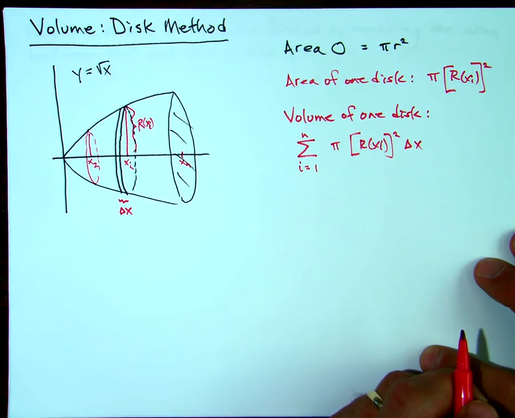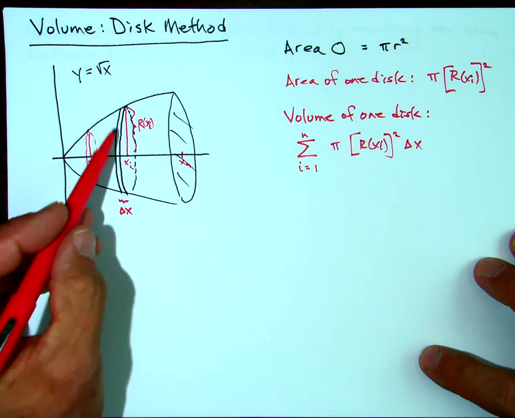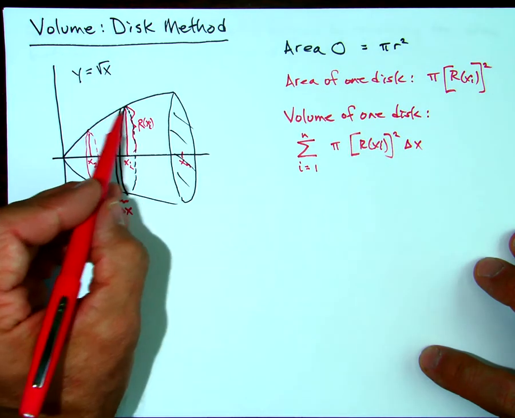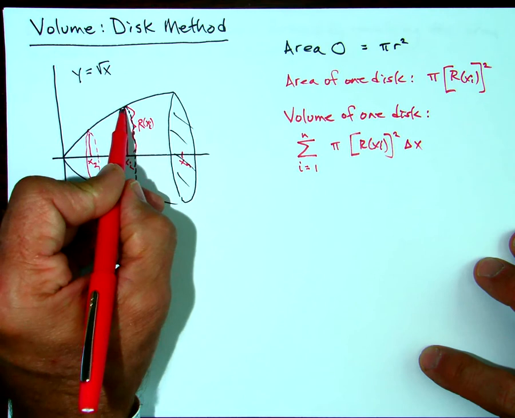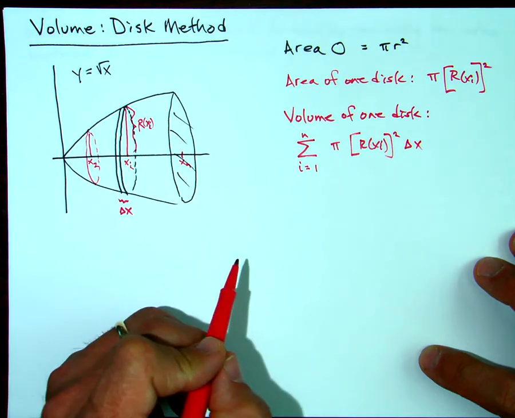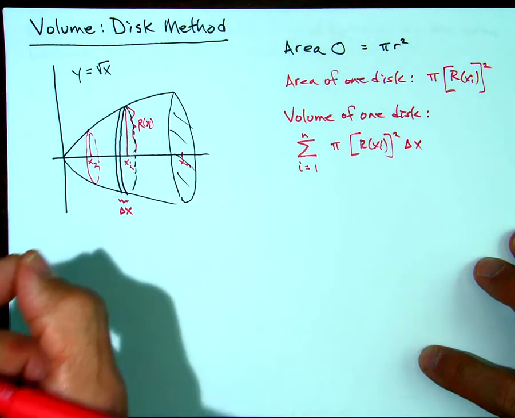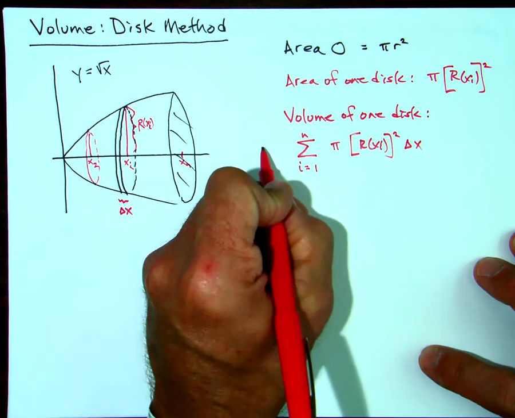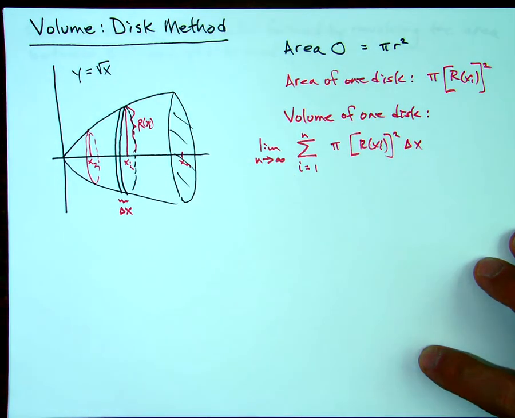And then finally, basically we're going to miss a little bit, right? Because this is changing, this circle is going to leave off some. So in order to fit our disks in better, we want to have more of them, and ultimately we're going to let the number of disks go to infinity.